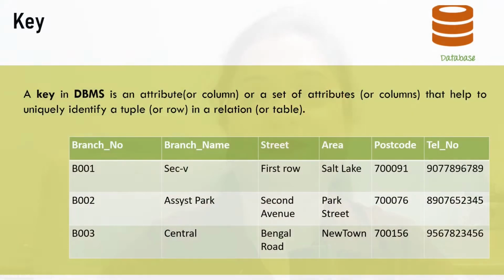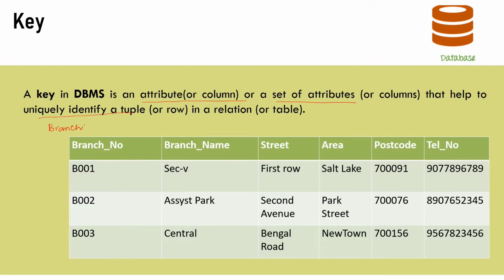So what is keys, right? A key in database management system is a single attribute or a set of attributes which helps us to uniquely identify a tuple or row in a relation or table. This is the definition of DBMS keys. Now we will understand this with an example of branch table.